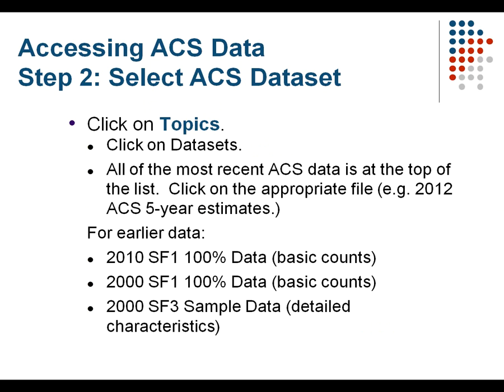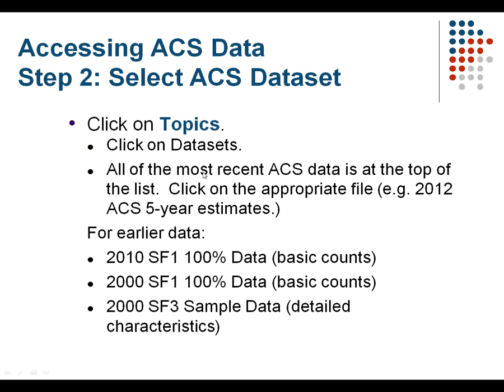The second thing we're going to do is we're going to go to Topics, and we're going to click on Datasets. And we're going to choose the most recent, if that's what you want, ACS data. It'll be at the top of the list. There's going to be a lot of things in the list, and your data will be right at the top. If you want earlier data, either census data from the 2010, so I've written census summary file 1 data, or data from the 2000 census, which is the summary file 1, the basic data, or summary file 3, which is this detailed data. Those will be further down on the list, and we'll take a look at them. There may be lots of other stuff in there, too.